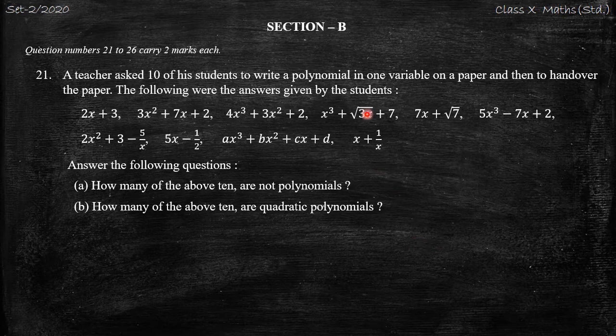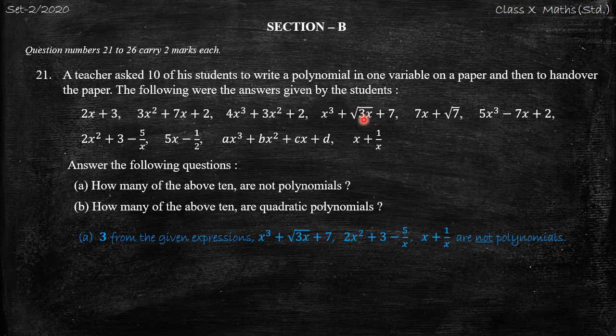As you know, for a polynomial, there should not be any radical on a variable, or the variable cannot be in the denominator. So 3 from the given expressions are not polynomials. Which are the 3? x cube plus root 3x plus 7, 2x square plus 3x minus 5 over 6x, and x plus 1 over 6x. Because in two of these there is a variable in the denominator, and in this one there is a square root of x. So these three are not polynomials.